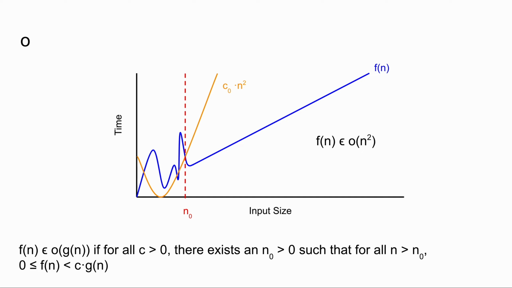Here I've only drawn a line for one such c because drawing all of them would take up the whole graph, but you can imagine how any parabolic function will satisfy these conditions. Informally, f of n is in little o of g of n if f is of lower order than g. This is different from big O because in big O, f and g can have the same order, but in little o they cannot. Note that the definition for little o is very similar to the definition for big O, but there exists becomes for all and less than or equal to becomes less than.